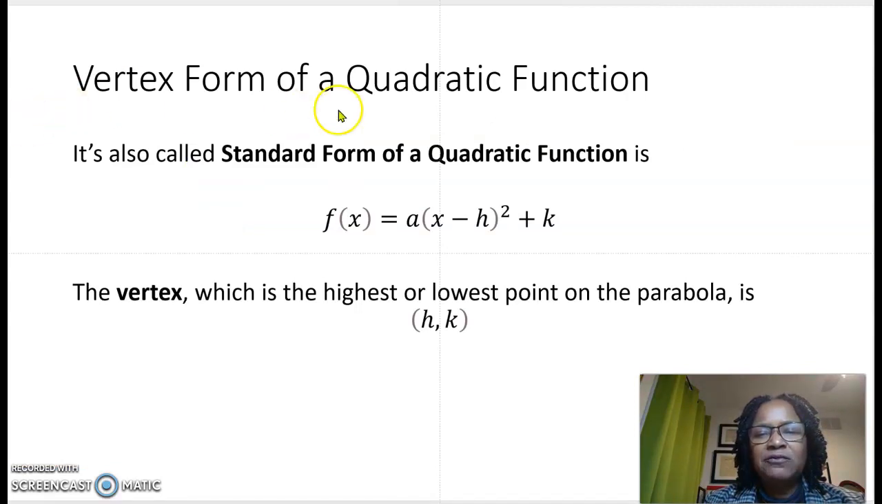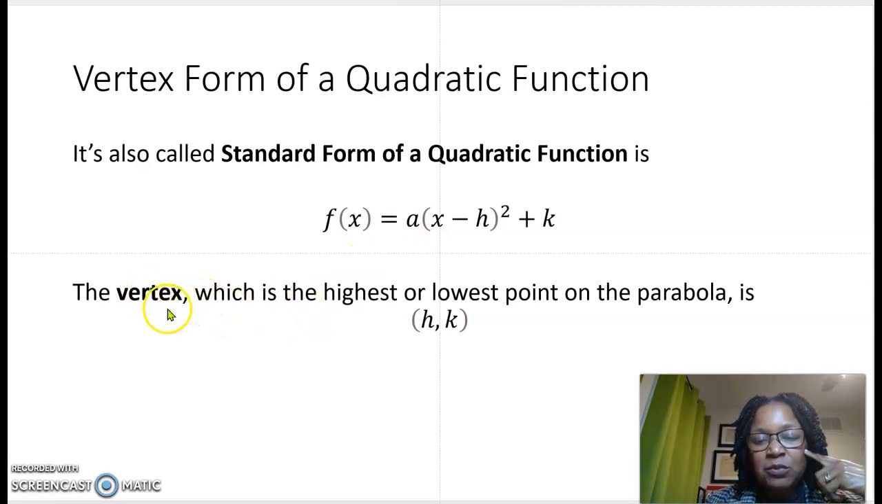The vertex form of a quadratic function, also called the standard form of a quadratic function, is f of x equals a times x minus h squared plus k. The h tells you to go left or right, k tells you to go up or down, and a indicates a vertical stretch or shrink. Also, if a is positive, it would remain in its normal position. If a is negative, then the graph will be flipped upside down.